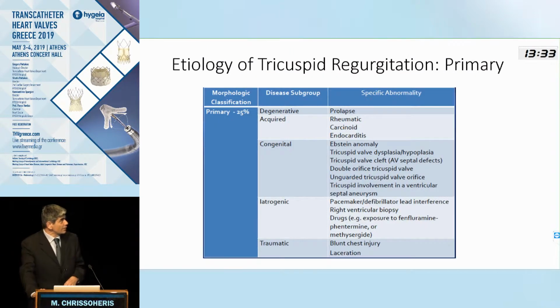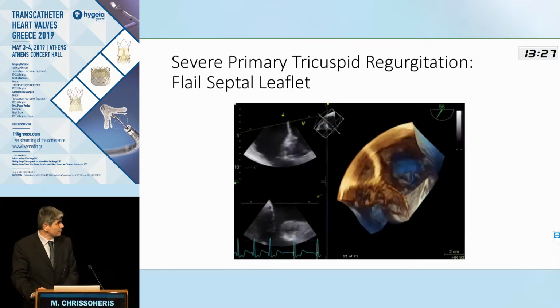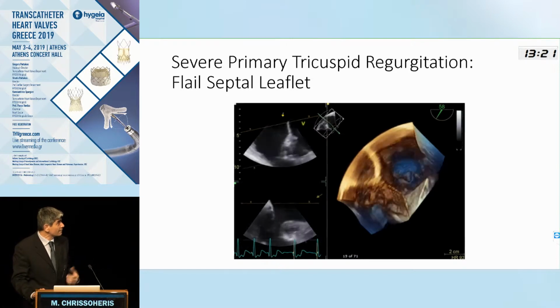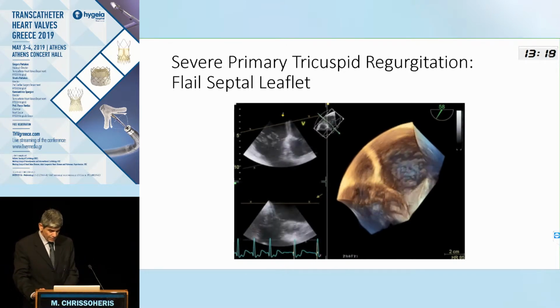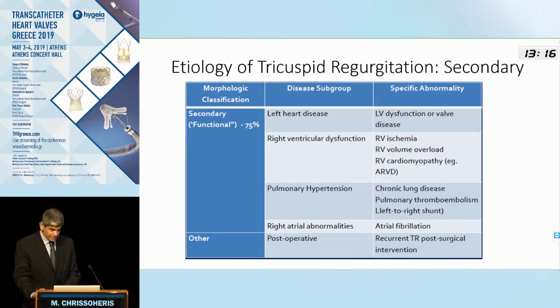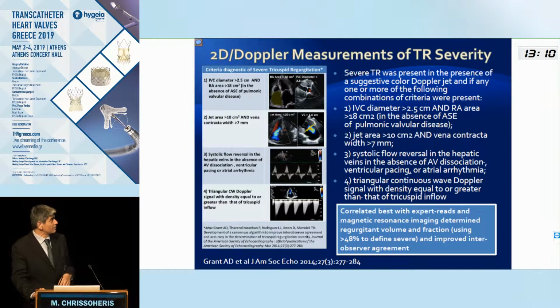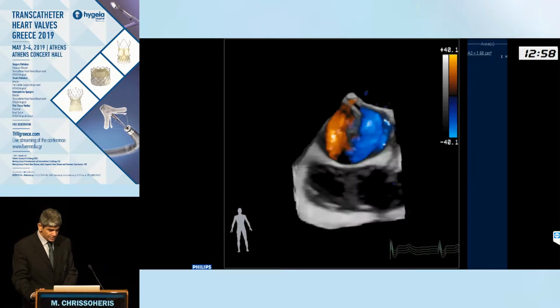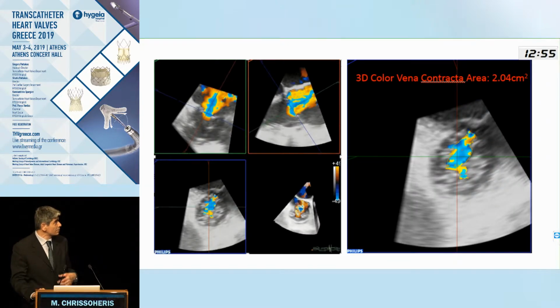From an etiological standpoint, primary TR is less frequent, but occasionally we'll see a patient with Ebstein's, or a patient who we initially suspected of having a functional TR but ended up having a significant septal leaflet flare. But most patients have secondary tricuspid regurgitation due to left-sided heart failure, or right ventricular pressure or volume overload. When we assess severity, we use various 2D methods that we know very well. But in addition, these days we like to use the vena contracta area of the regurgitant jet, and that seems to be a better measure of the true severity of tricuspid regurgitation.